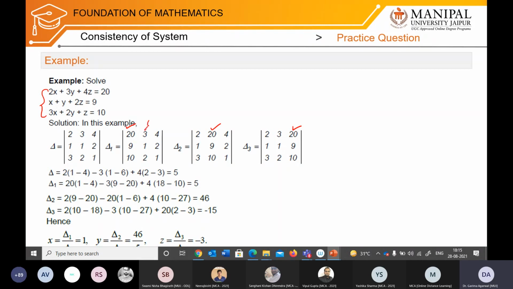Then coefficient of y and then coefficient of z. These are the coefficients of y, these are the coefficients of z. Similarly, this one is coefficient of x, this one is coefficient of z. Coefficient of x and coefficient of y, right? Then we solve all these four determinants by our usual process. So we get delta, delta 1, delta 2 and delta 3. Now the value of x is delta 1 by delta, the value of y is delta 2 by delta and similarly delta 3 by delta. So these are the values of x, y and z, right?